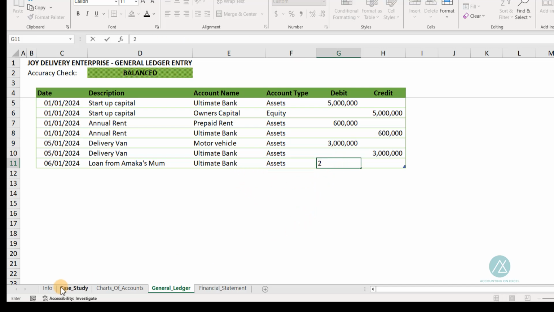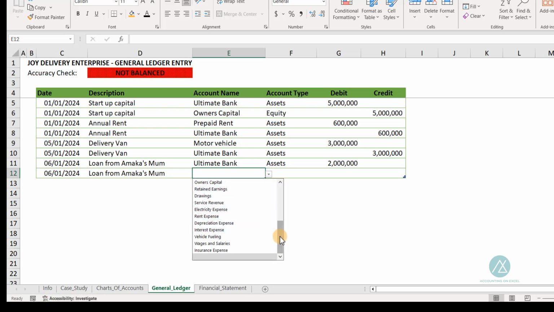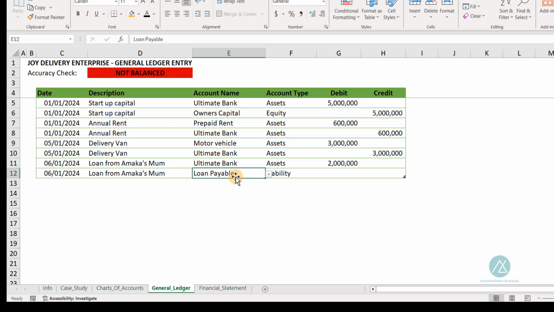So how much is it? 2 million was given to Joy Delivery Enterprise, right? So what's the corresponding entry we need to make? We need to make another entry, and that entry will be going into a liability account because this money has been received as a loan. So we are liable to pay. Joy Delivery Enterprise is having a liability. So there's supposed to be a loan payable account. So let's look out for loan payable accounts. So you see loan payable, showing that this is what the business Joy Delivery Enterprise is liable to pay Amaka's mom, right? So immediately it pops up that it's a liability account.